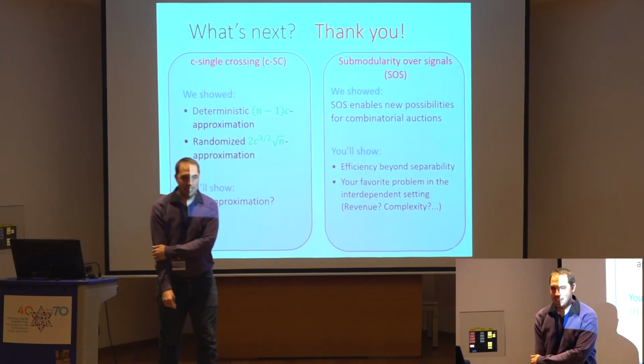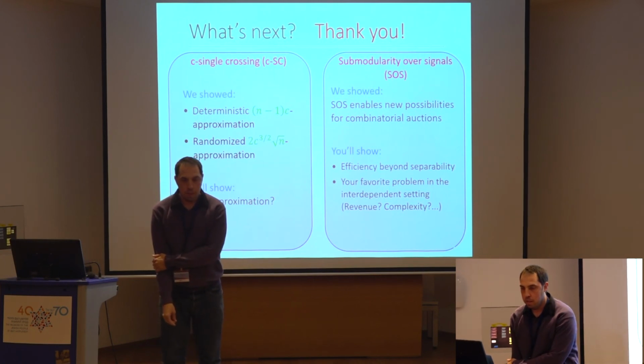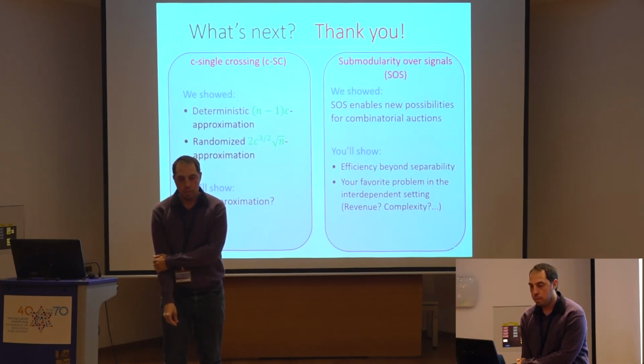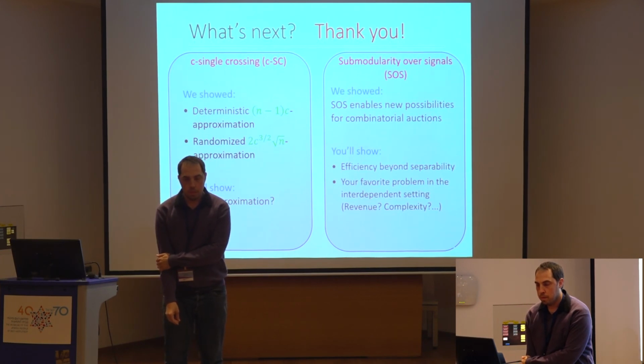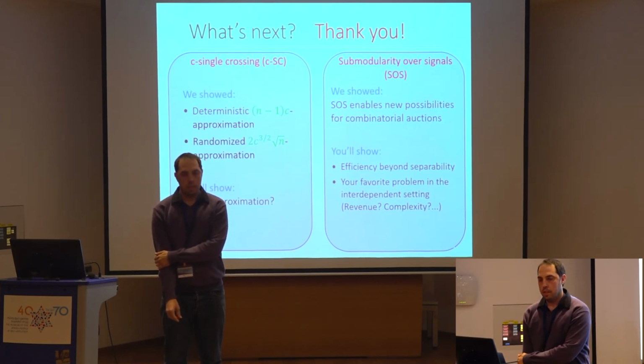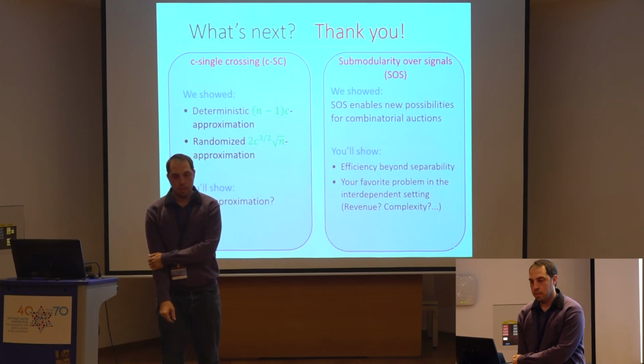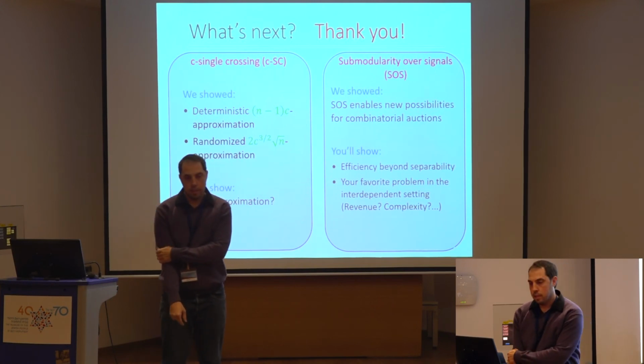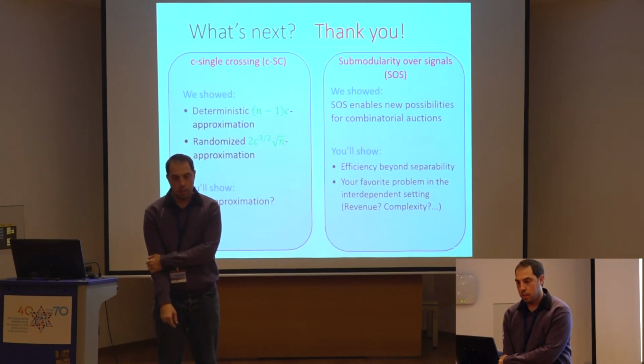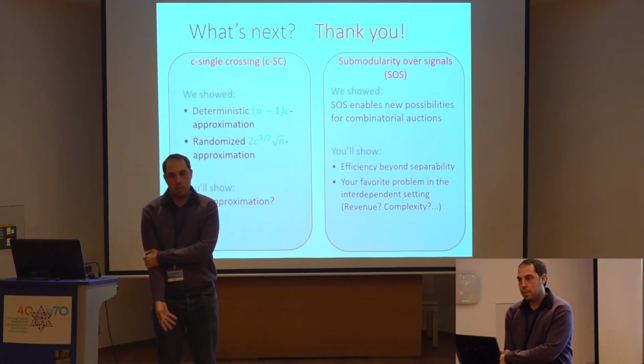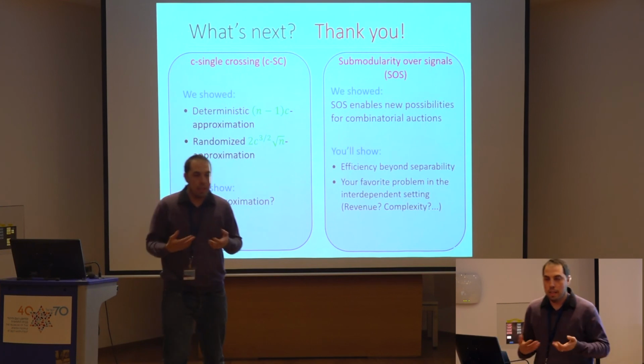Yeah, I guess I have a question. The submodularity assumption still doesn't rule out the possibility that my value doesn't depend at all on my own signal, right? You could have something that's submodular, it just doesn't depend on my signal, it only depends on others. Yes. And then how do you provide any incentives for truthful reporting?